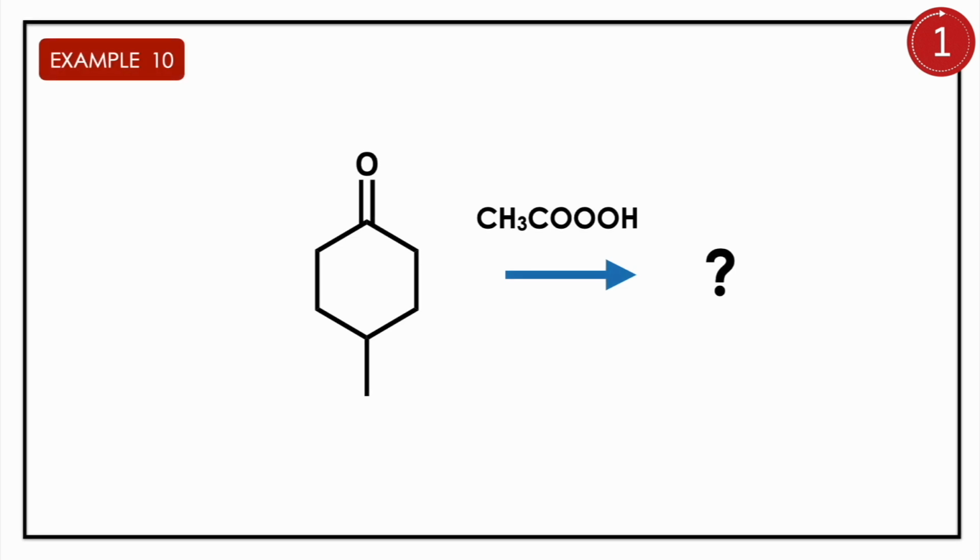Then the next example. Here you have cyclohexanone, at the fourth position you have a methyl group, and you are using a peracid. You should find what will be the final product.